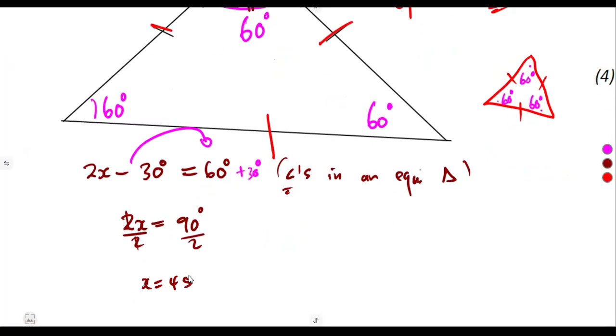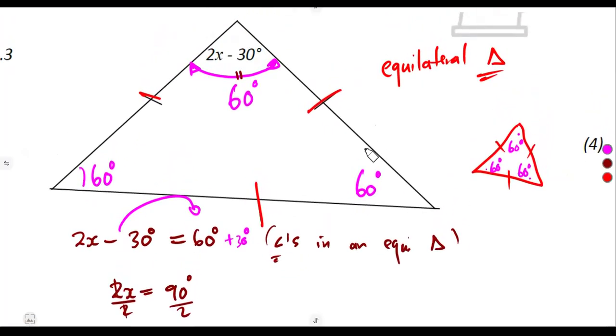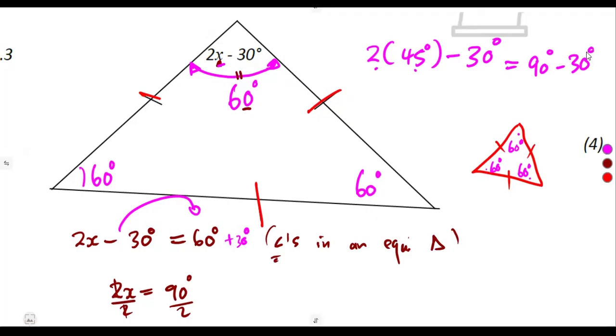There are so many ways of answering this question. So where we see x, it's 45 degrees. Let's see if we substitute this x here, we are going to get 60 degrees, because we must get 60 degrees. If we substitute our x, which is 45 degrees, here, minus the 30 that we see, what are we going to get? 2 times 45, that's 90 degrees, minus 30 degrees. 90 minus 30, 60 degrees. As we can see, it gives us 60 degrees.